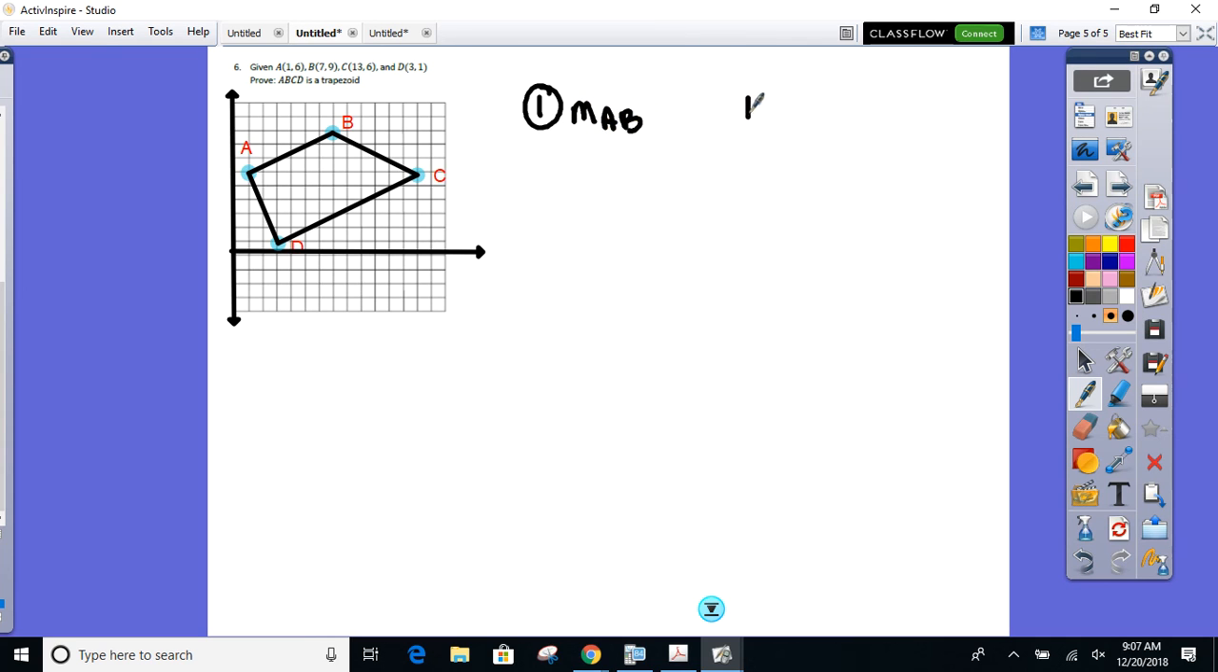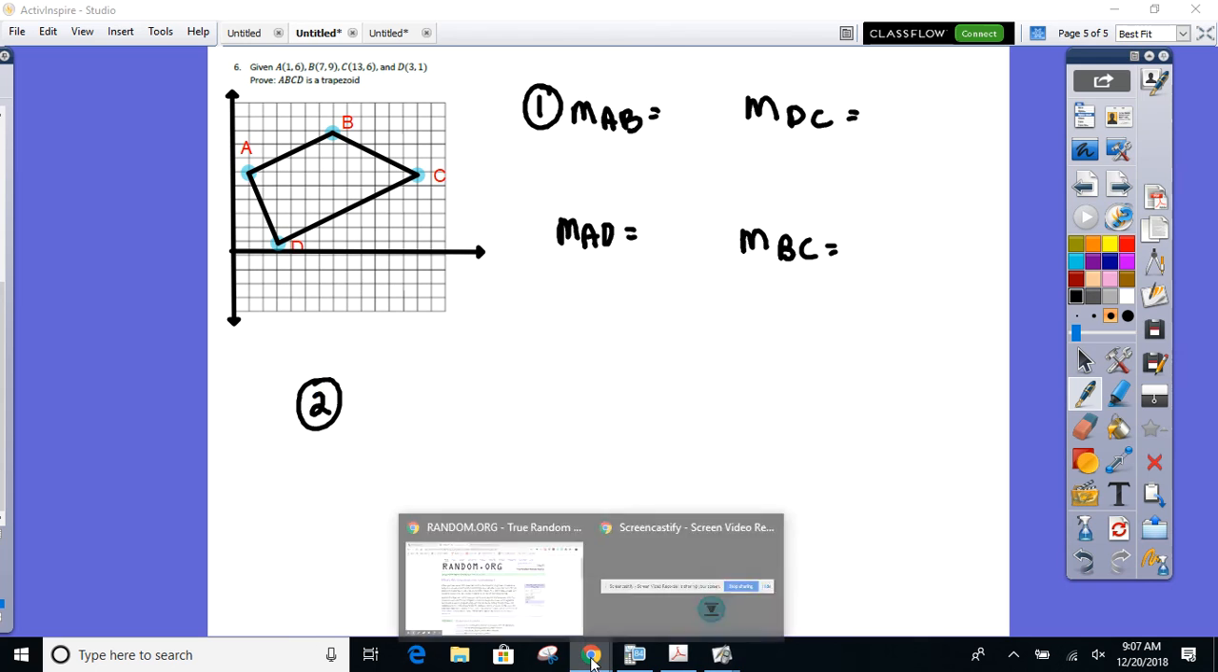And yes, we are going to have to find the slope of all four sides. AB, DC, the slope of AD, and the slope of BC. So I will give you a couple minutes here to go ahead and find those slopes and see if we all agree here. Because you do have to prove the other two not parallel.